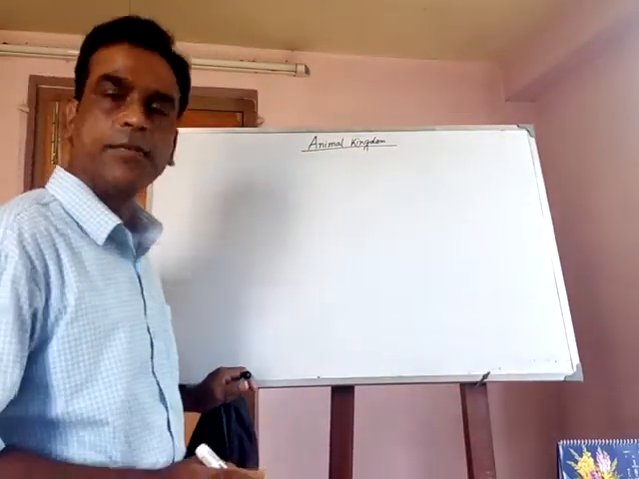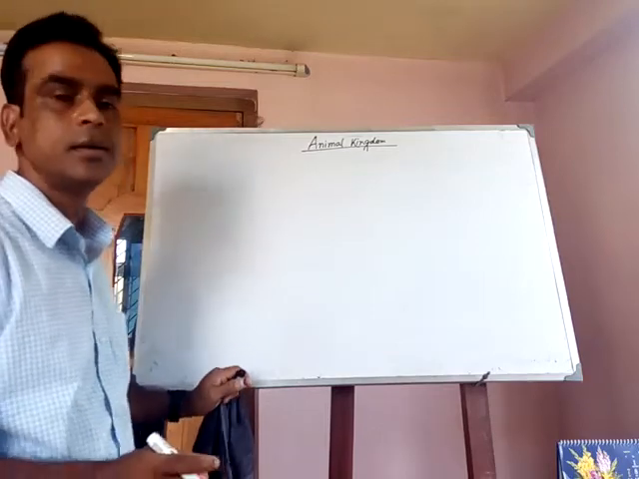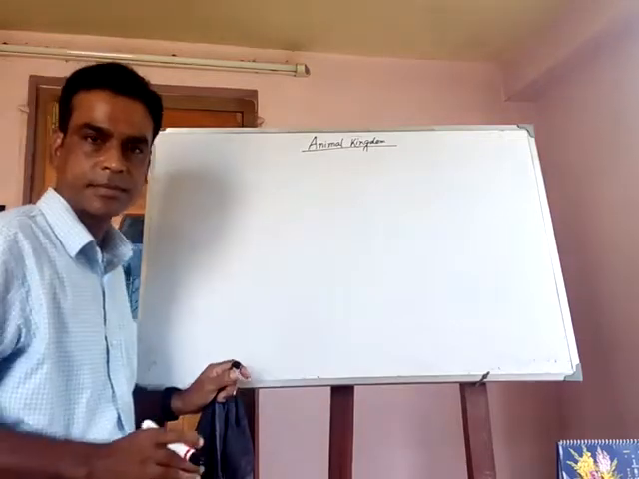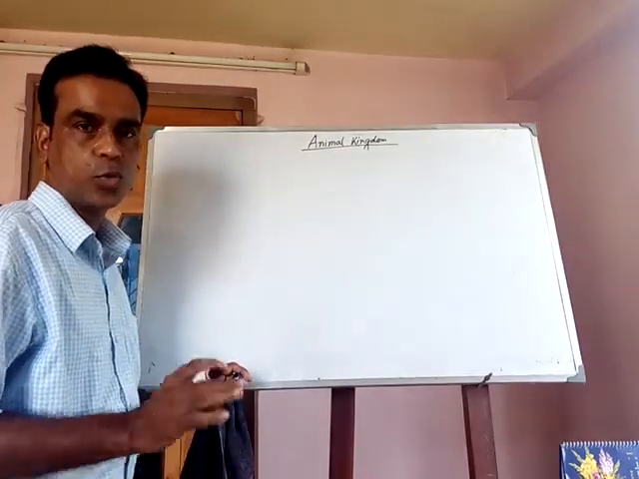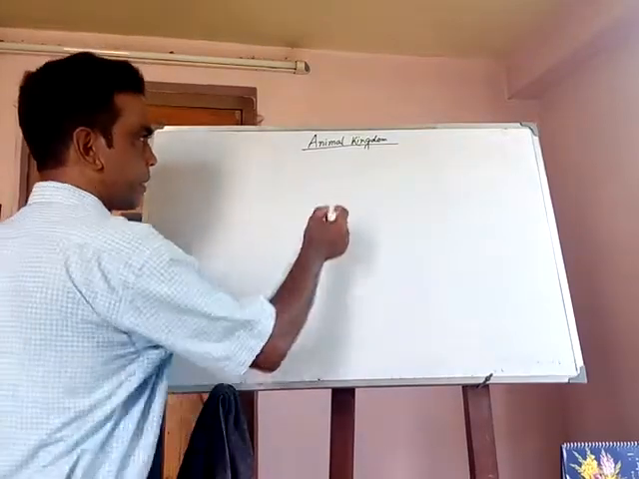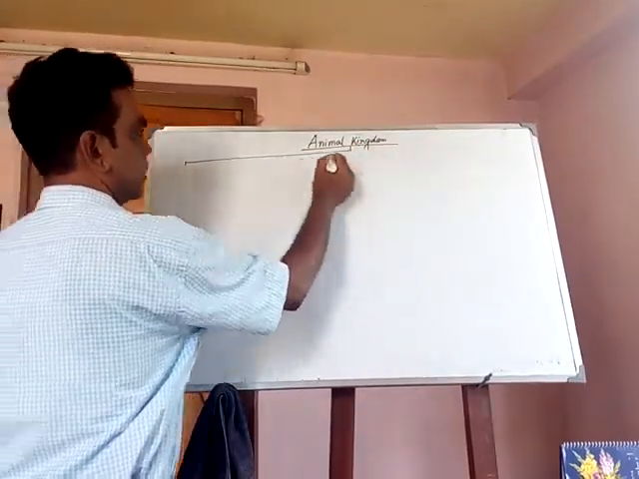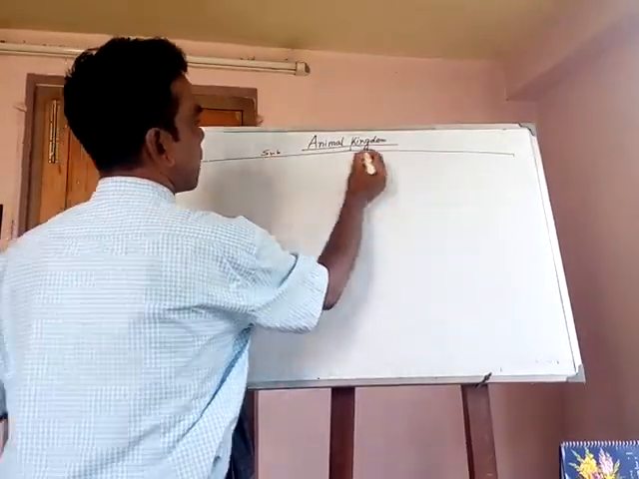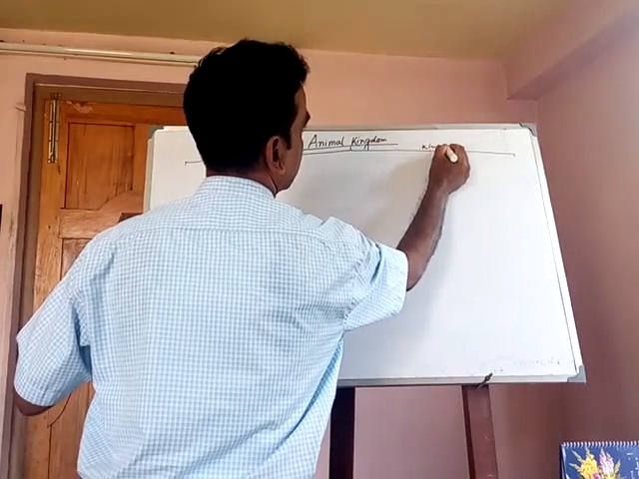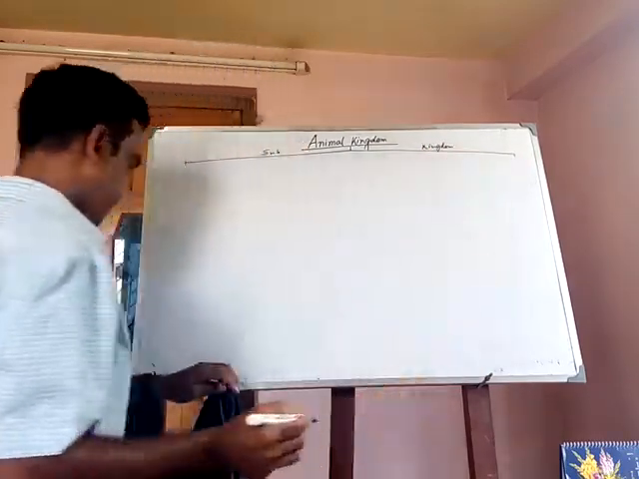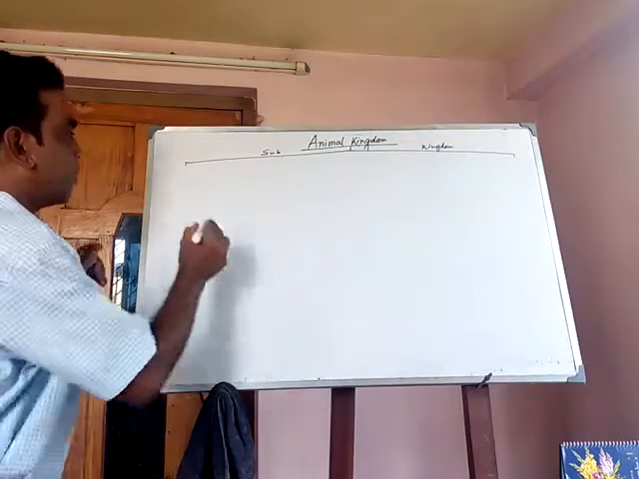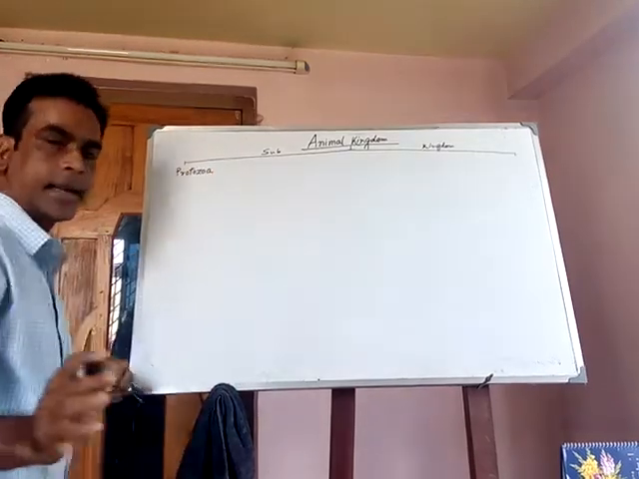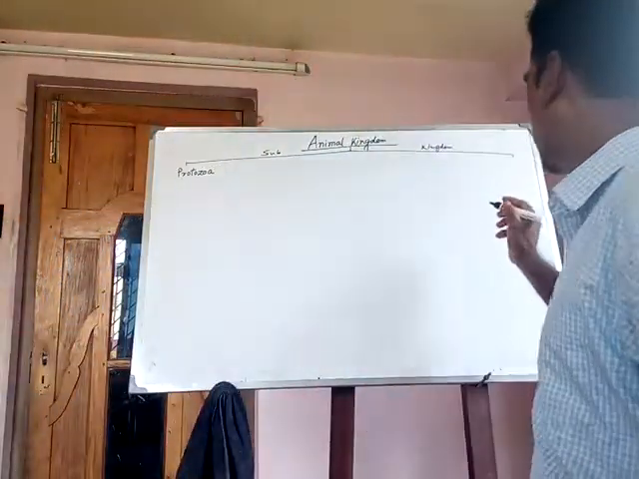Today's chapter is Animal Kingdom. All the animals in this world are in this kingdom. It is divided into two separate sub-kingdoms. That is, two sub-kingdoms. One is protozoa and another is metazoa.